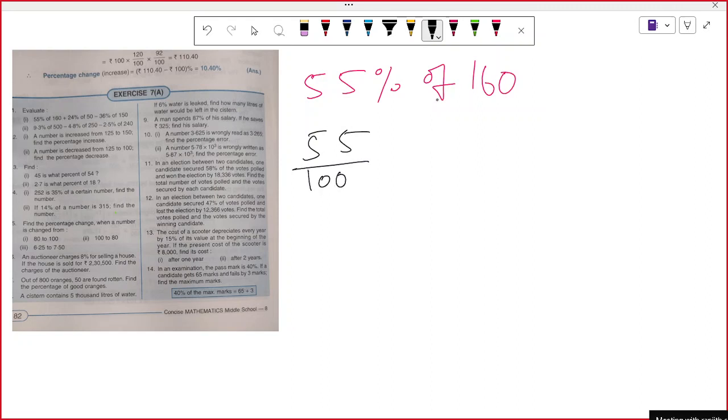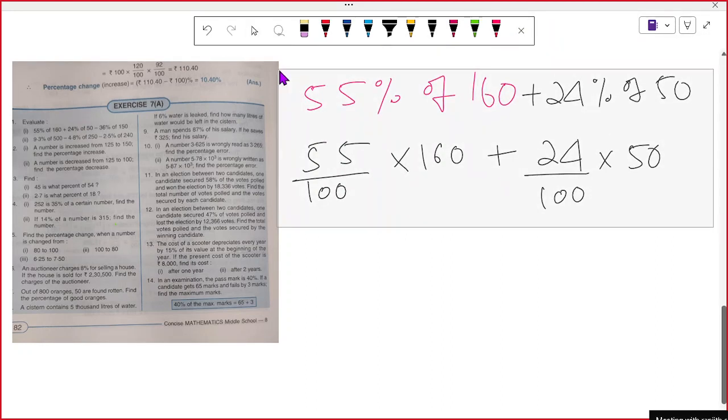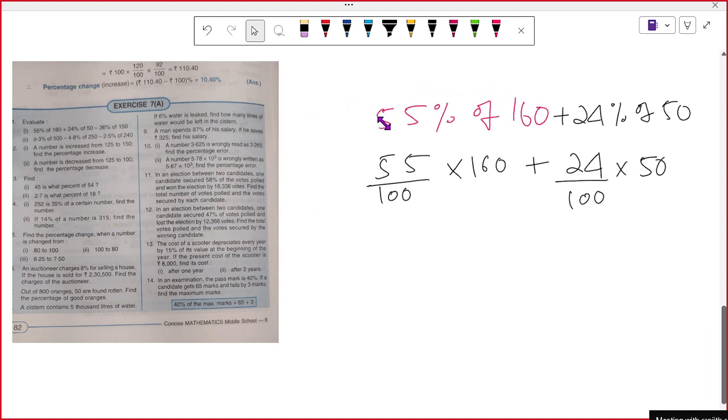What is "of"? "Of" means multiplication. Into 160. Then what else is given? Plus, what's the next part of the question? Plus 24 by 100 into 50. Yes, 24 out of 100 into 50. Next, minus 36 by 100 into 150, sir.